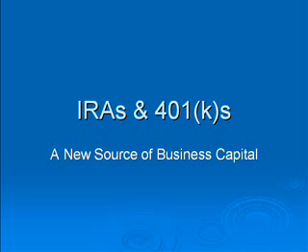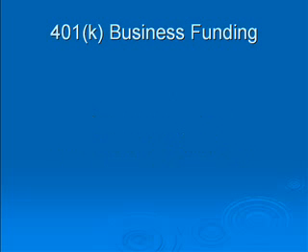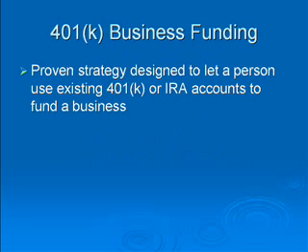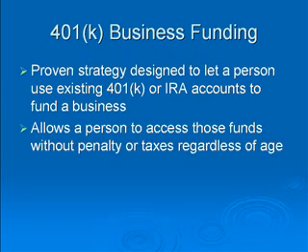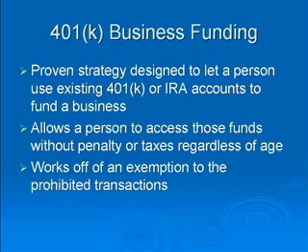Today we're talking about how to fund a new or an existing business with existing retirement funds. In other words, how to fund a business with a 401k. This is a proven strategy designed to let a person use existing 401k or IRA accounts to fund a business. It allows a person to access those retirement funds without penalty or taxes, regardless of their age. And it works off an exemption to the prohibited transactions, which is IRC 4975 subsection D 13.